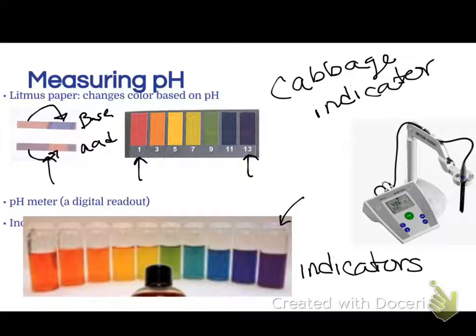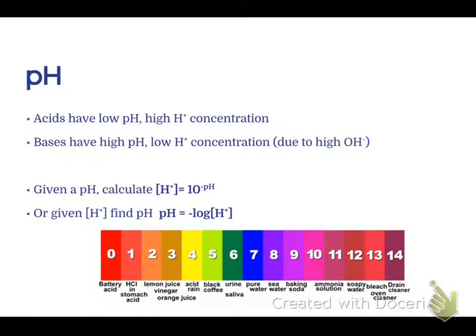Now, none of these give us actual numbers, though. The only way to get a numerical representation of pH is to use the pH meter. And this is the one we have in the lab, so you've seen that before. pH meters are the most precise way to measure pH. They have some shortcomings, but they're generally pretty accurate if you take care of them.